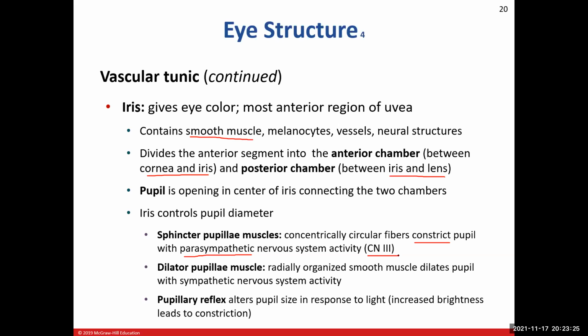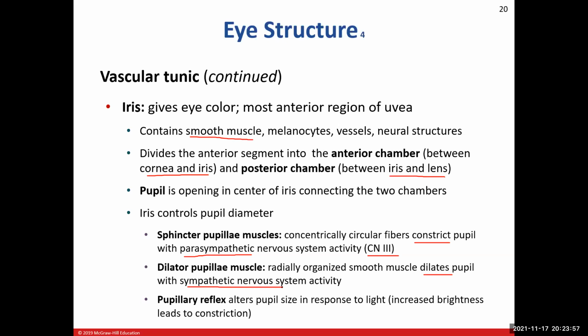The dilator pupillae muscle is going to dilate. Look at the name, how nice. It tells you exactly what it's going to do. The dilator pupillae muscle is going to dilate the pupil, and that's under the sympathetic nervous system. All right, so this is an example of the antagonistic effects that the two divisions of the autonomic nervous system have on one another.